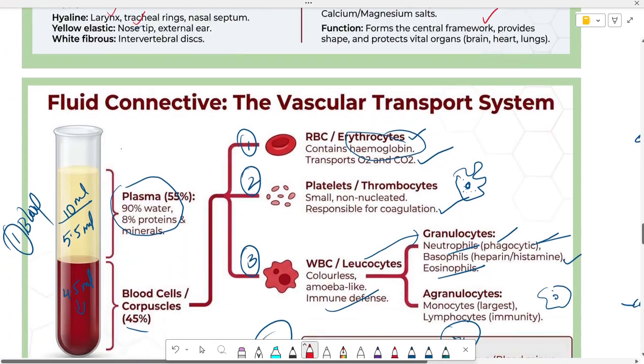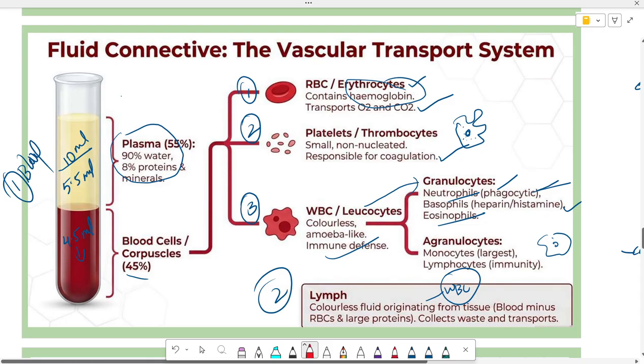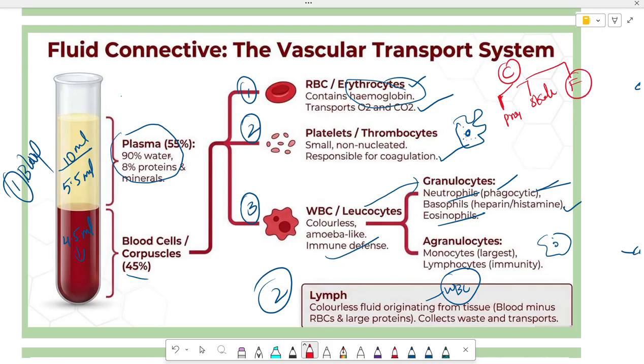Last one, up to now we completed proper connective tissue and skeleton. The third one is fluid connective tissue. As the name itself indicates, the cells or tissue are in fluid form. Here we have two types of fluid connective tissue: one is blood, the other is lymph.